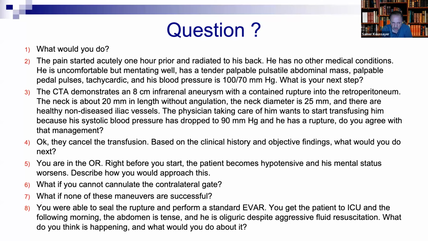But compartment syndrome is important. So how do you treat it? Let's say he has, like this patient, he becomes oliguric. So how do you treat this patient?